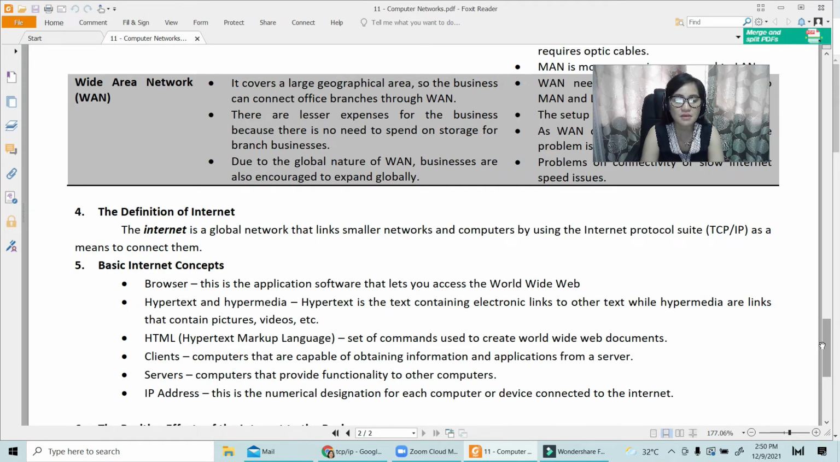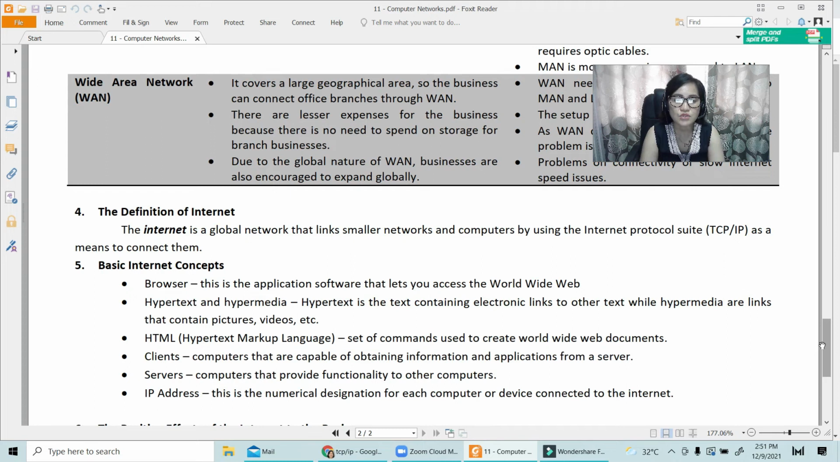Now, the HTML, or the hypertext markup language, is a set of commands used to create a World Wide Web document. So if you want to create a website, or a web page, or whatever you want to create, you have to use the HTML, because this is a type of programming language that will enable you to create web pages or websites.